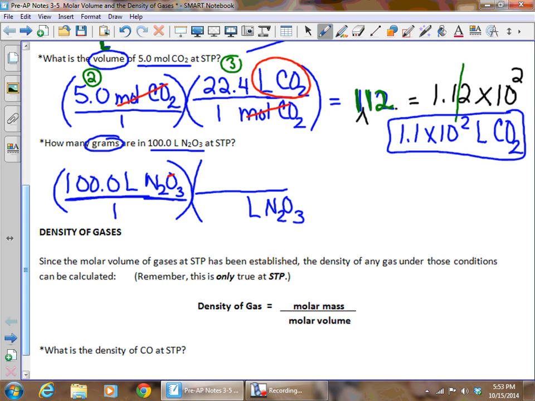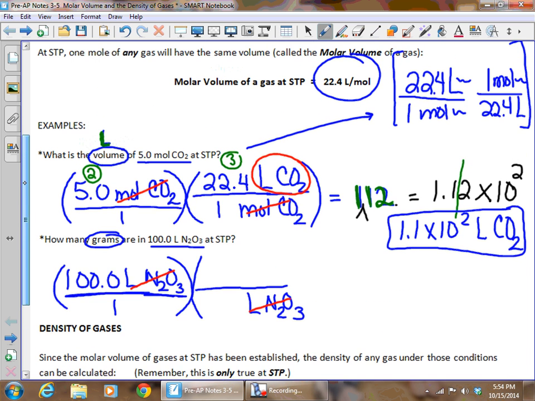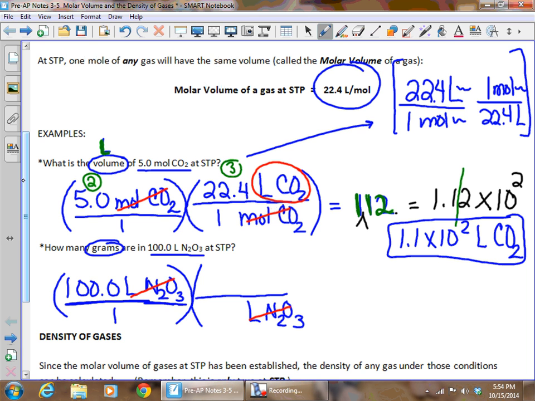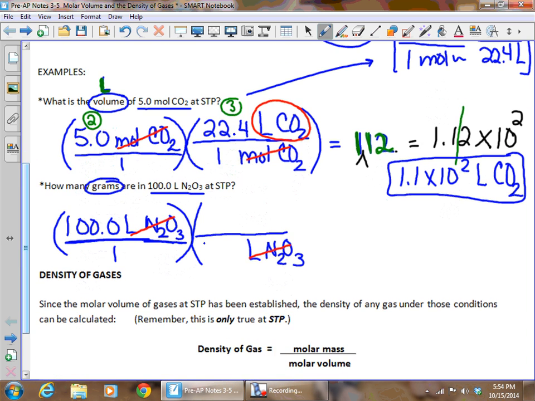Some of y'all aren't showing the canceling of your units, so you're getting values that are flipped in the conversion factor, and you're getting the wrong answer. So pay attention to your units. Now look back up at our molar volume. We need the one with liters on the bottom. The 22.4 goes with liters. And the 1, remember, goes with mole in the conversion factor, 1 mole of N2O3.